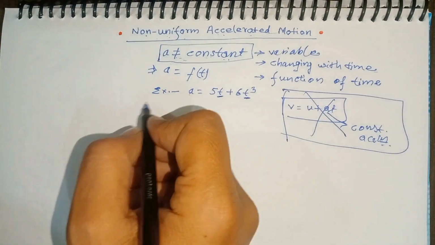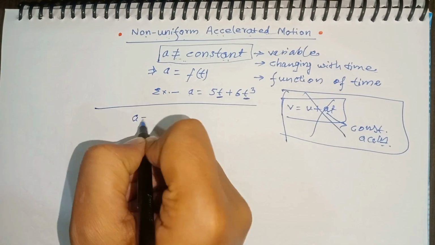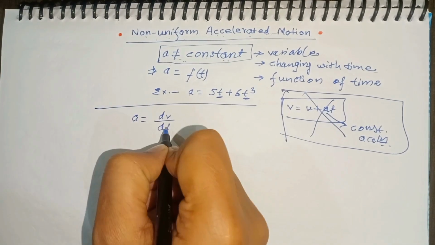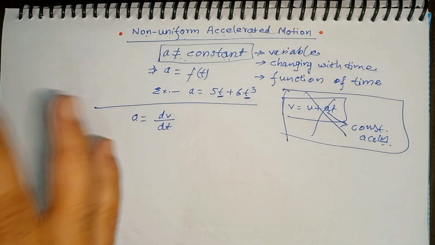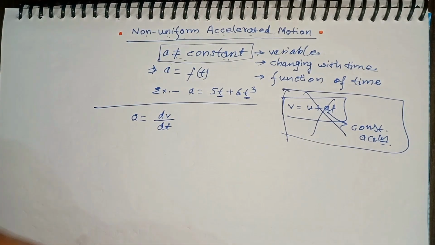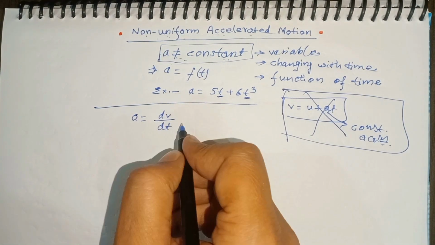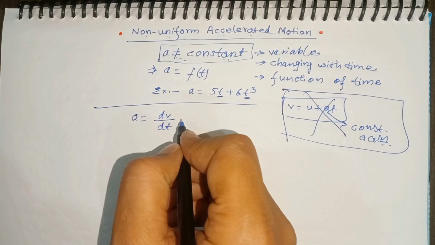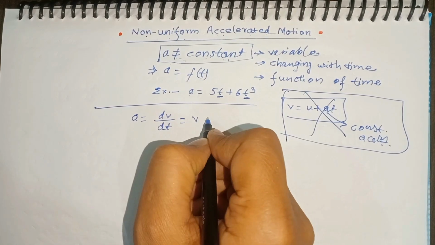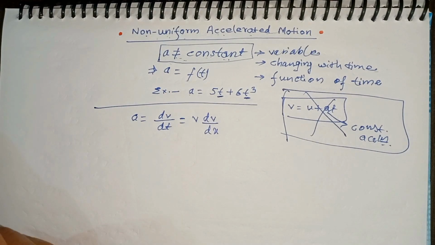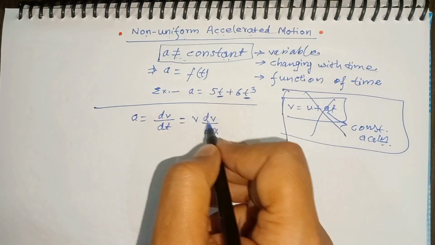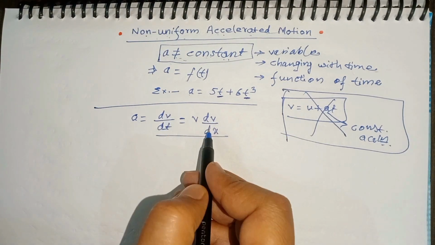For acceleration, the equation is a equals dv by dt. This is valid here, and this is used to solve the questions. a equals dv by dt, and this dv by dt can also be written as v dv by dx. This is the first equation. How is this done? dv by dt can also be written as v dv by dx.